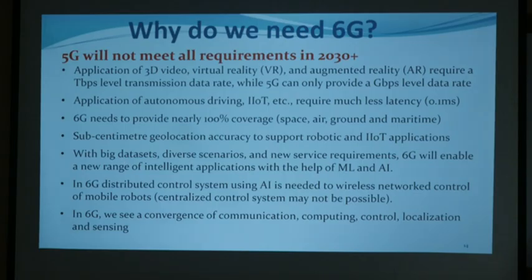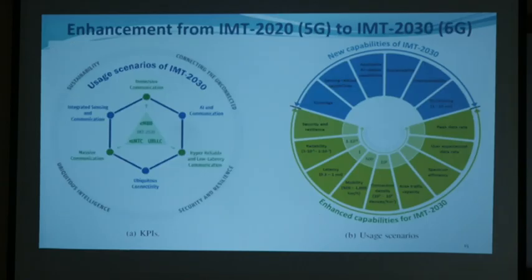Okay, so with big data sets, diverse scenarios, and new service requirements, 6G will enable a new range of intelligent applications with the help of AI and ML. And so we can see 6G will see a convergence of communication and computing, control, and localization and sensing as well. Sensing is one of the important things, which is called integrated sensing and communication. So the future base station will not only communicate but also sense the environment and track the users. By doing so, they can beamform accurately and provide a high signal to interference plus noise ratio. So sensing and integration is a very important thing as well.